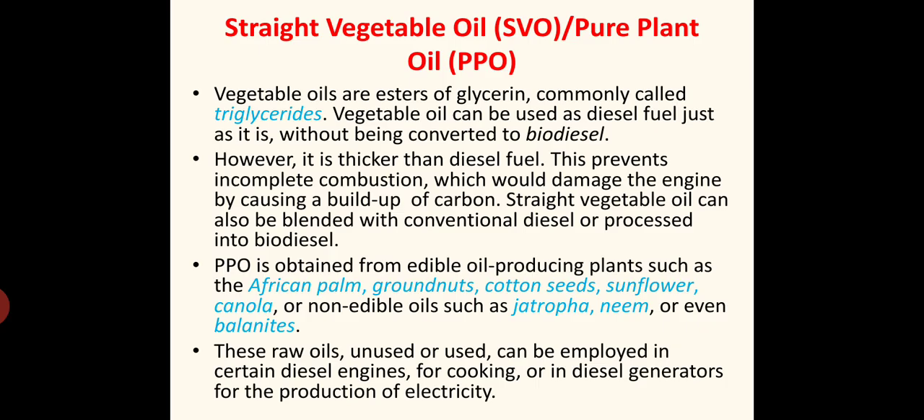Okay, these raw oils, unused or used, can be employed in certain diesel engines. They can be used for cooking as well as in diesel generators for production of electricity. So we can directly use these vegetable oils as a fuel, but there is already some difficulty that I have discussed here. These oils will have higher viscosity, that means they are very difficult to flow.